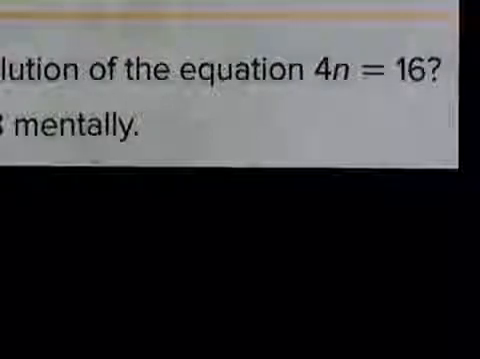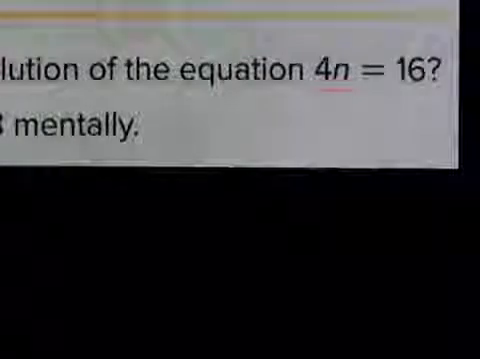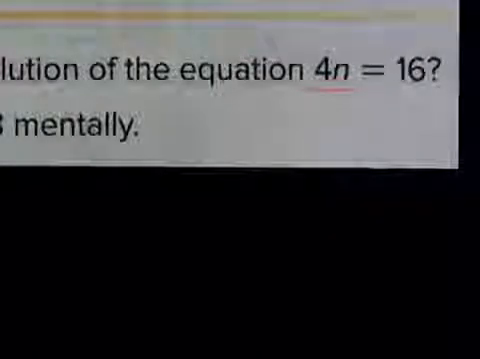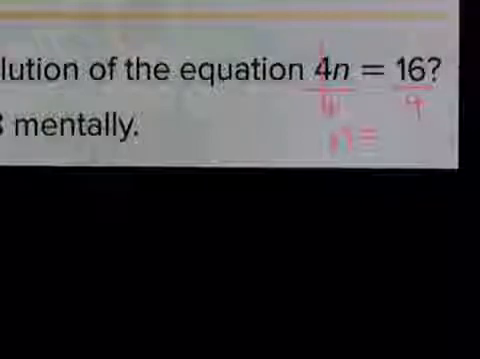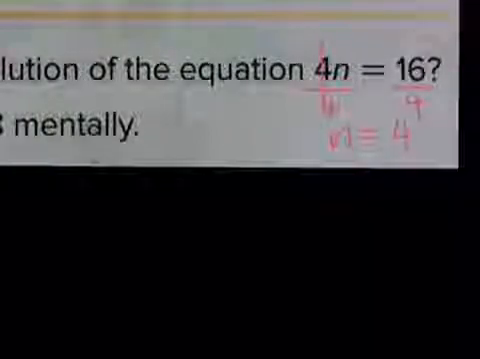But we can go ahead and do the process where we isolate the variable. So I'm going to divide it by 4, and I have to divide the other side by 4. So now these two cancel each other out, and all I'm left with is n, and 16 divided by 4 is 4. And there you go.